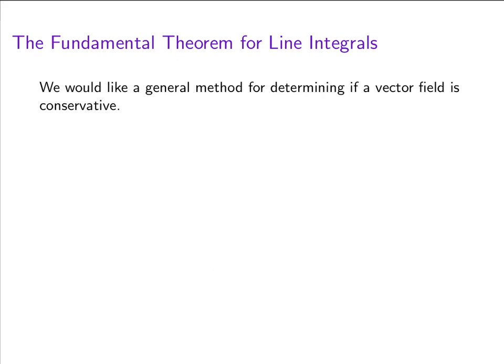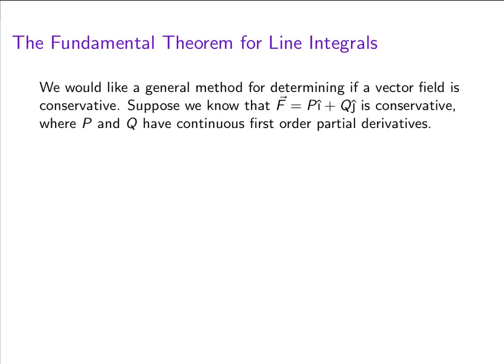Hello, calculus fans. Next thing we want to do is find a general method for determining if a vector field is conservative. Suppose we have a field F, which has components P and Q, and we know that this field is conservative. So for now, we're just going to talk about two-dimensional fields. Let's suppose that P and Q have continuous first-order partial derivatives.